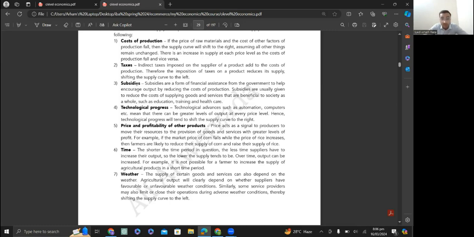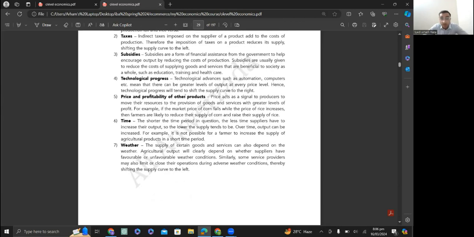Subsidies are when the government gives financial assistance to the firms. So when subsidies are provided, this will lead to an outward shift in the supply curve. Again, now the technological progress, this will also increase the supply curve. Why? Because technological progress tends to increase the efficiency and reduce the cost of production.